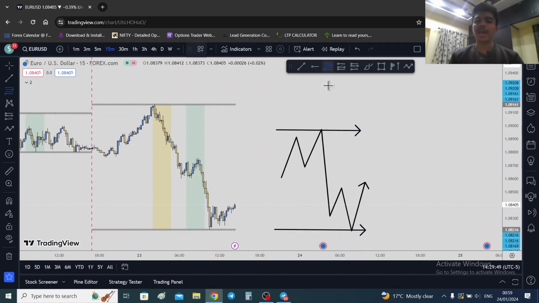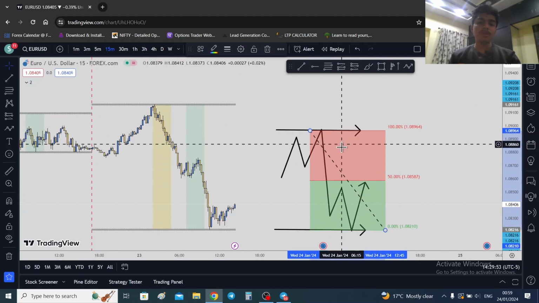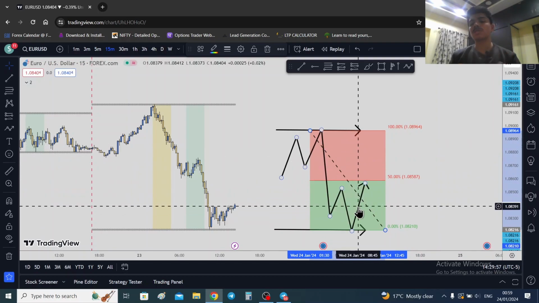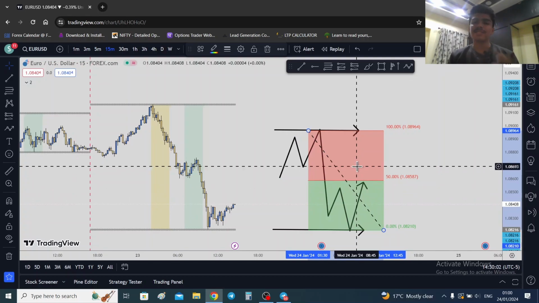Once you identify that, when you draw fibs from top to bottom, this becomes a premium zone and this becomes a discount zone, to execute sell trades over here and to execute buy trades over here. That's the basic understanding of ICT concepts.